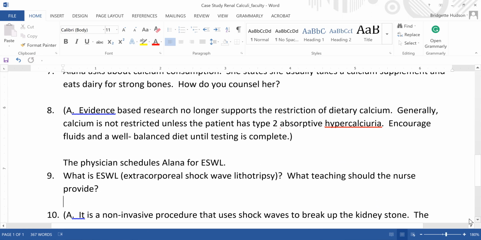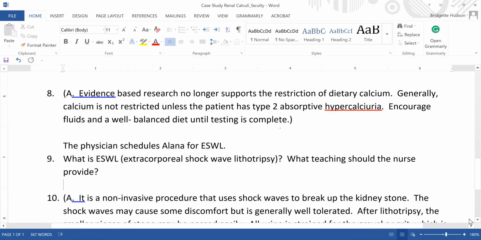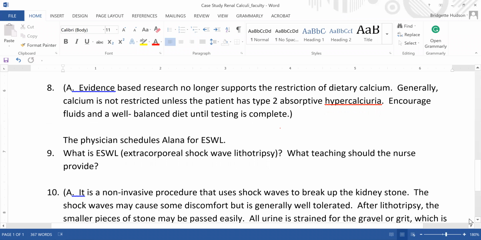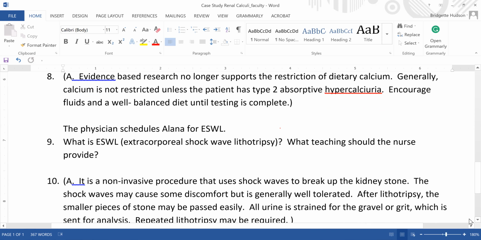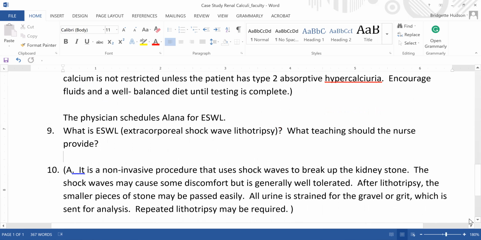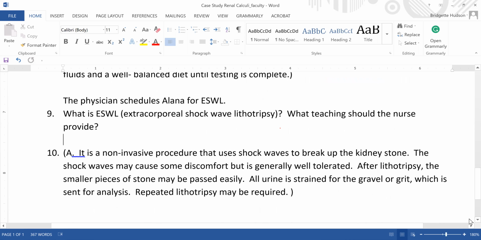So this is a non-invasive procedure that produces shock waves to break up the kidney stone. It may be discomforting, but afterwards, smaller pieces of the stone will pass easier. We're still going to strain the urine and send it for analysis, and they may have to repeat it. And I think that's the end of that one.